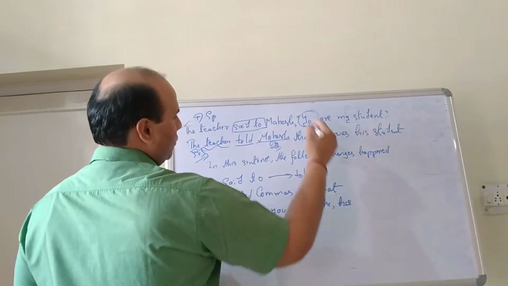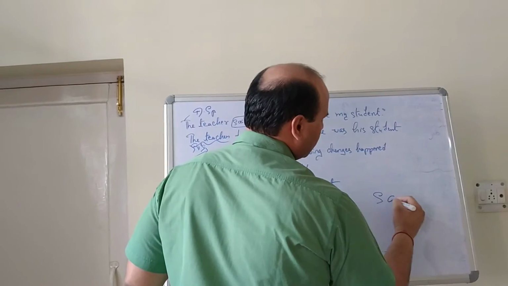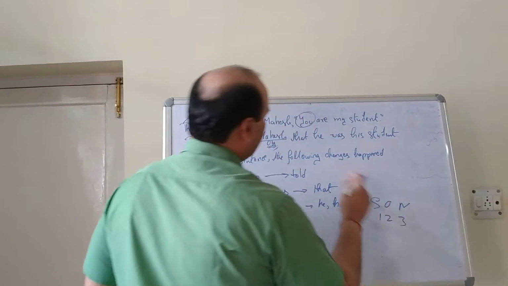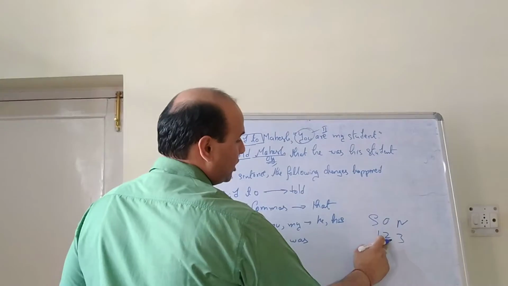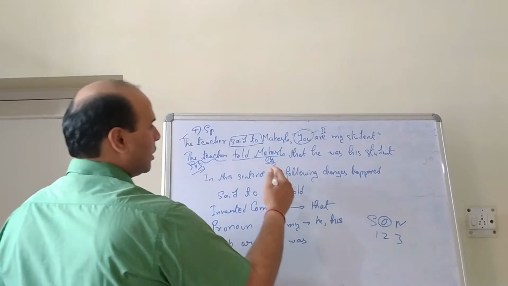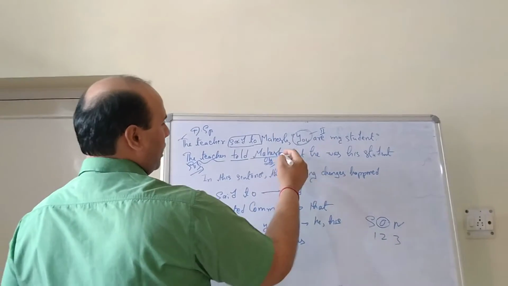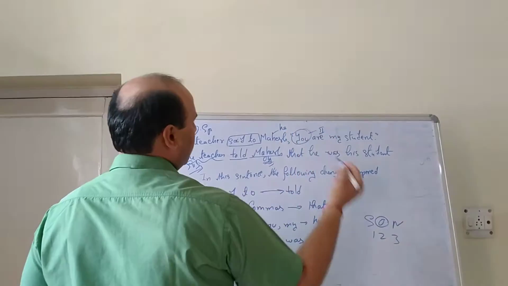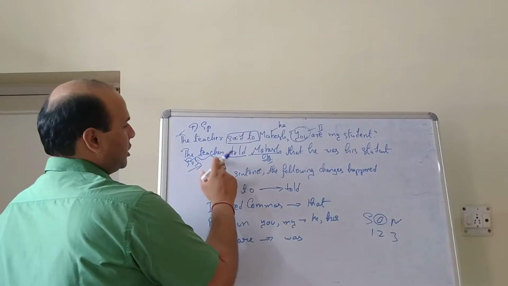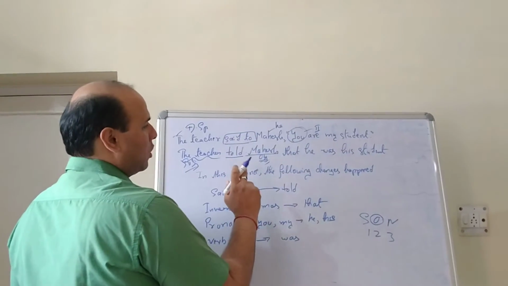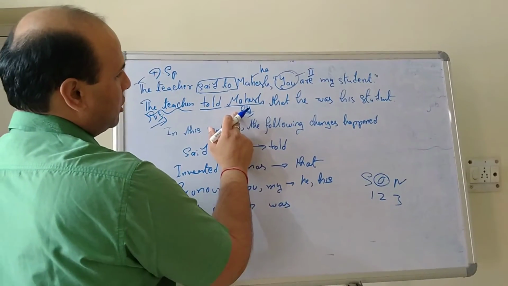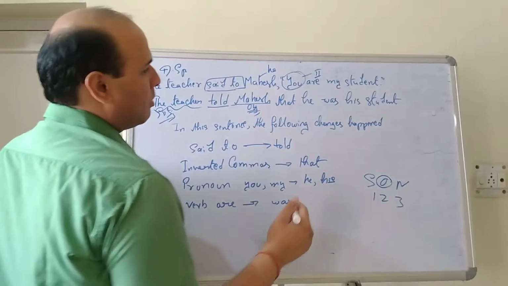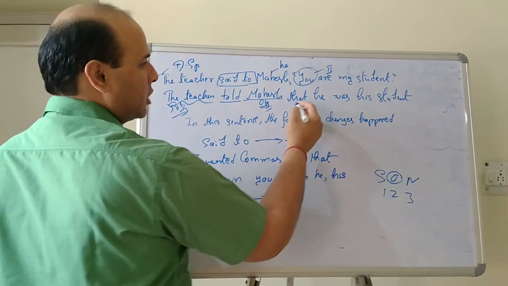Now "you". So again we write the same formula SON 1, 2, 3. The "you" is the second person, that changes according to the object. Object is Mahesh, and Mahesh is masculine gender, so it's he. Alright. So "the teacher said to" had already been replaced by the word "told". The teacher told Mahesh. We are removing these inverted commas and instead we are writing the conjunction "that".